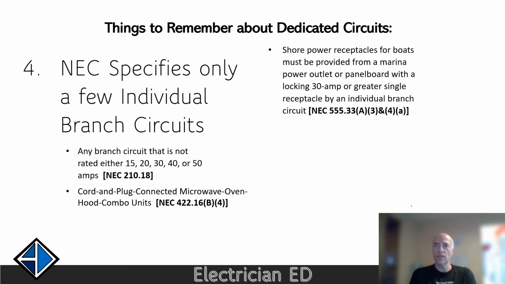These are more common in some locales. But receptacles for boat shore power have to be provided from a marina power outlet or panel board with nothing less than a locking 30 amp single receptacle by an individual branch circuit. It could be more than 30 amps, but it can't be anything less than that, and it has to be an individual branch circuit supplying that shore power. It also, by the way, will have to be GFCI protected.